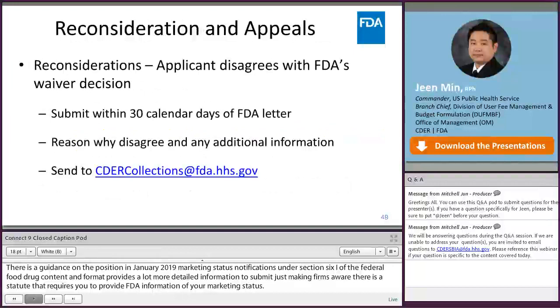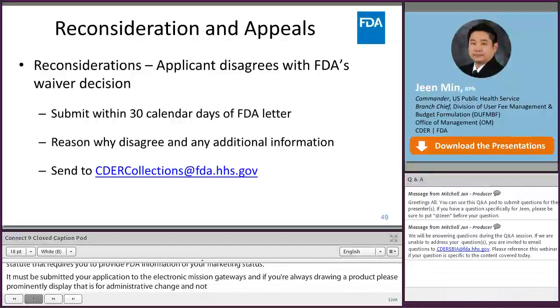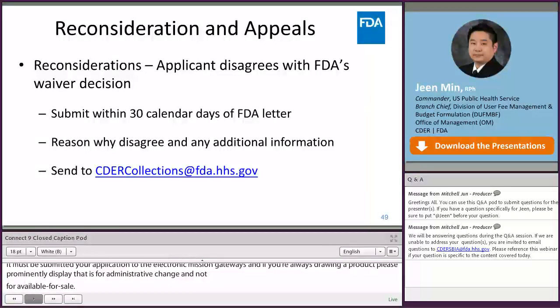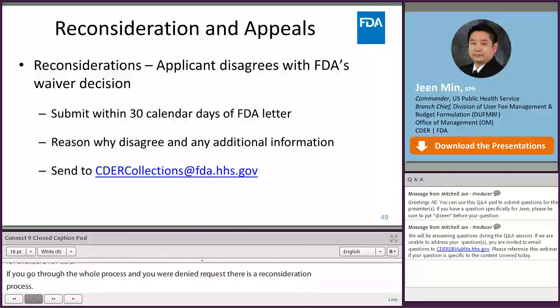If you go through the whole process and you are denied your request, there is a reconsideration process. If you disagree, please submit a reconsideration within 30 calendar days to FDA. Provide us the reasons why you disagree and any additional information that supports your arguments. Please send it to cedar@fda.hhs.gov.